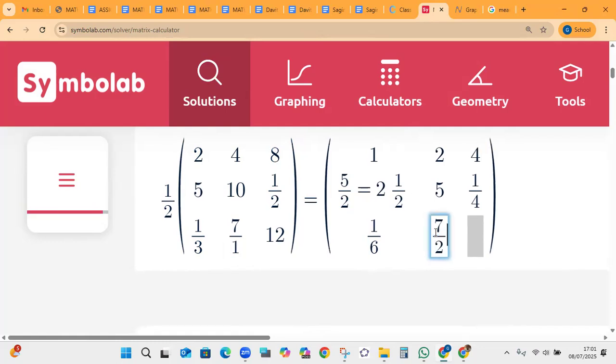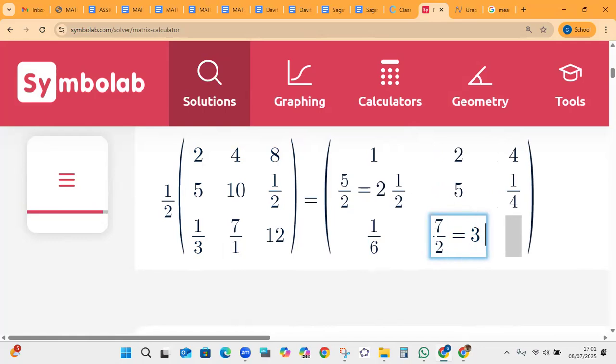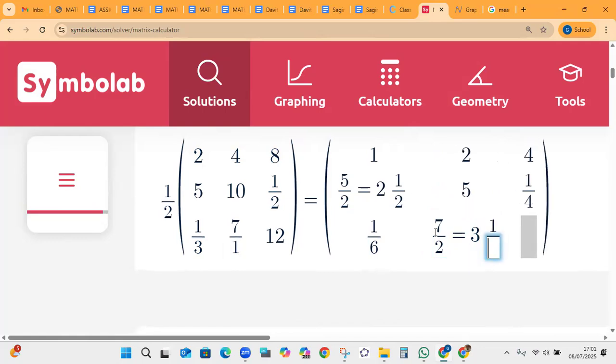And 7 over 2, how many twos are there in 7? 2 into 7 goes 3 times, and the remainder, 2 threes are 6, so the remainder is 1 over 2. So half of 7 is 3.5. That's half of 7, or 7 divided by 2. And half of 12 is 6. That's 12 divided by 2 is 6.